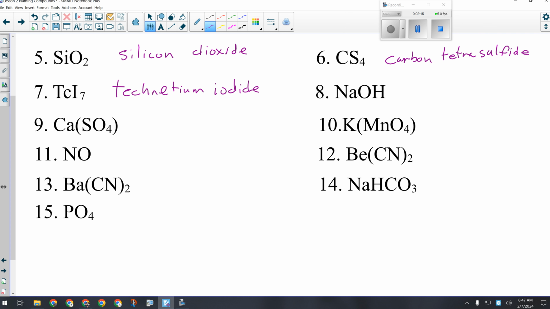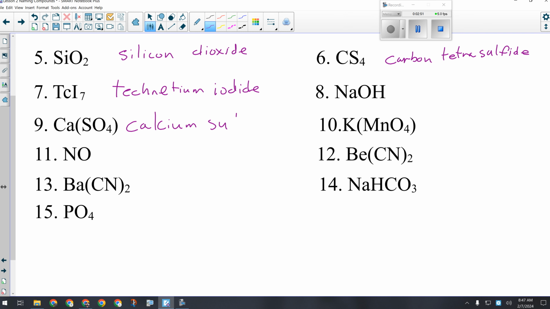All right, for number 9, I've got Ca, which is calcium. Is calcium a metal or a nonmetal? It's a metal, so this is an ionic compound. And what's it with? Oh, sorry, I skipped one. I'll go back to it. What's SO4? It's sulfate, a polyatomic ion. Do I have to do anything special with that? No, I just write it like it appears.